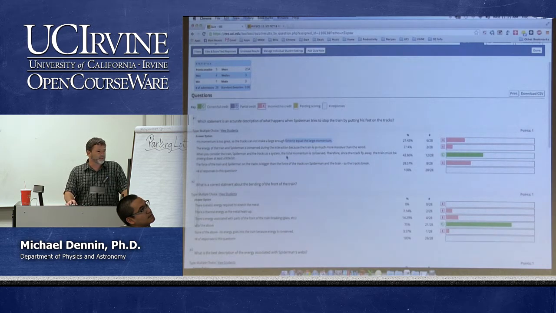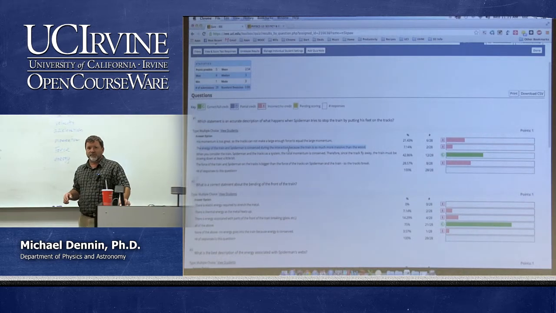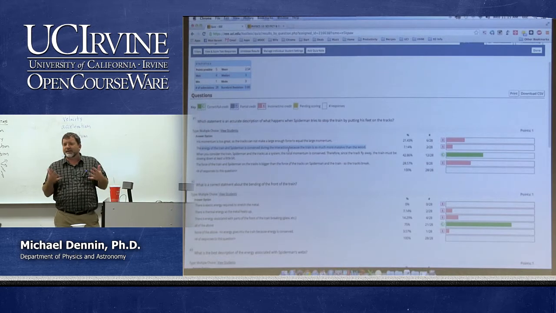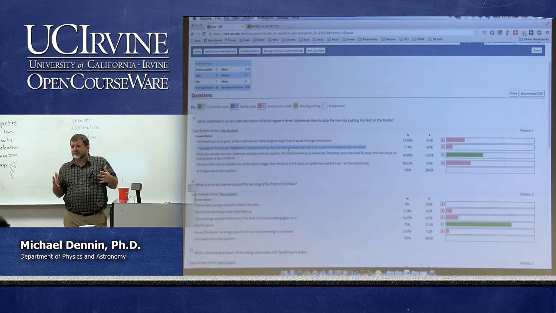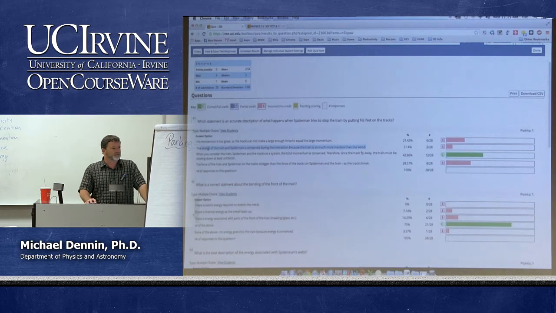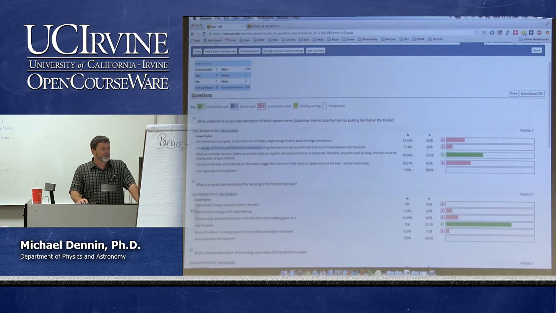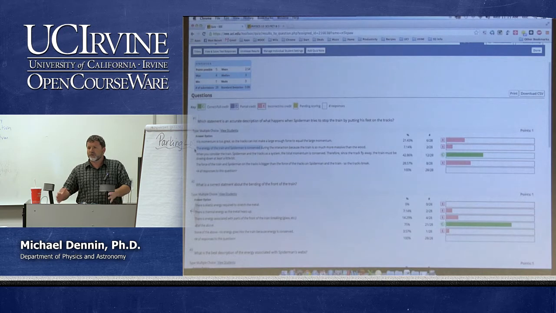The other big one, well, this one had a few people. The energy of the train in Spider-Man is conserved because the train is so much more massive than the wood. This is, again, one of those sentences that just from a physics point of view makes no sense. There's a lot of things in here that are not connected. Energy of the train in Spider-Man being conserved, well, those are only conserved if there's no other interactions that can make the energy go anywhere.